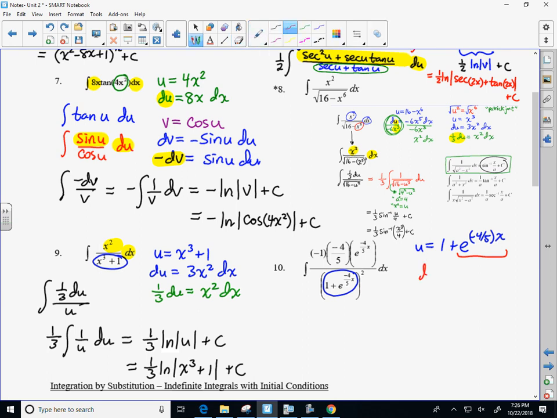I'm just going to give a little bit more room. e to the negative 4/5 x multiplied by the derivative of the exponent. So the derivative of the exponent is negative 4/5. And then I've got to squeeze a dx in there. Just do it like this.